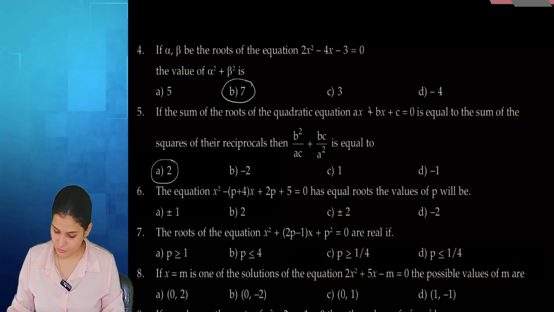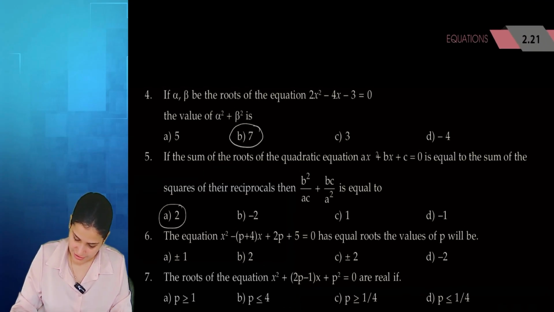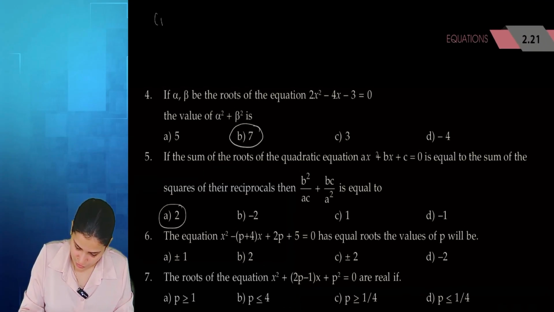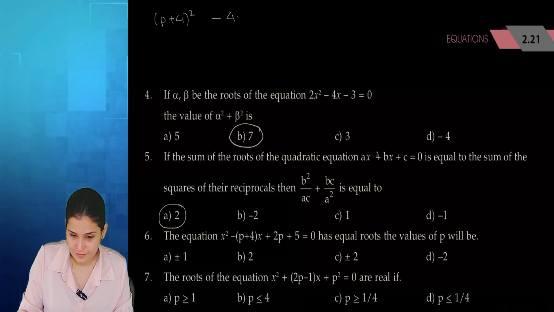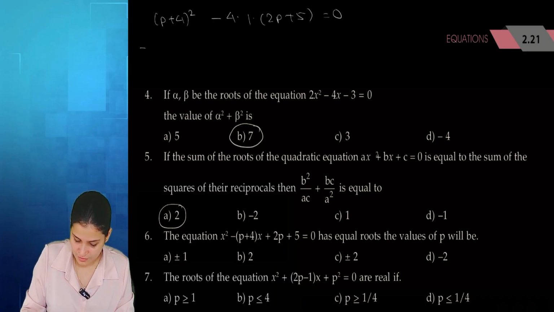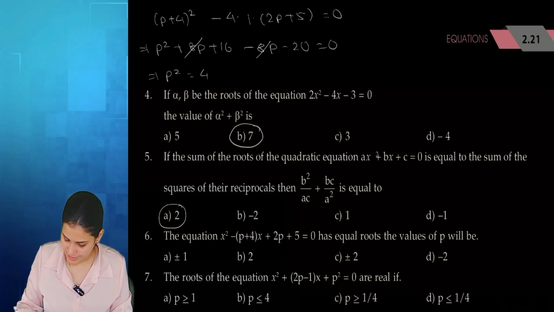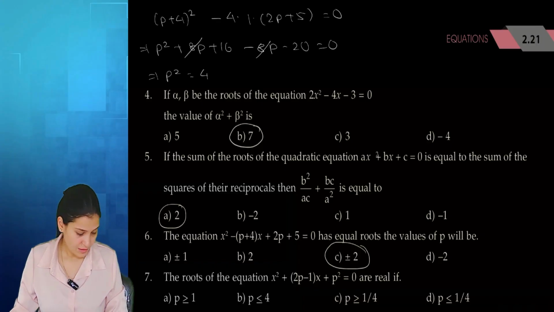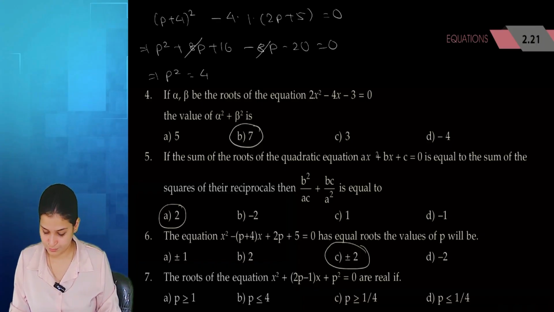Again we have equal roots. So if we have equal roots, the discriminant will be 0. So b square minus 4a into c is 0. So p square plus 8p plus 16 minus 8p minus 20. So p square equal 4. P is plus minus 2. Done?